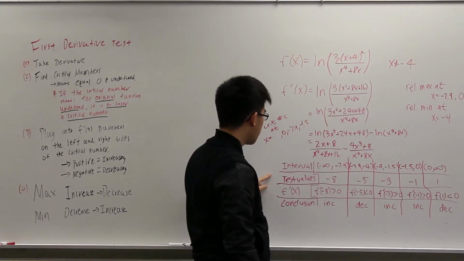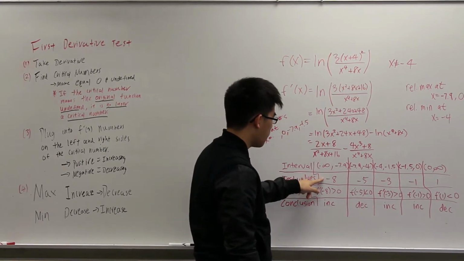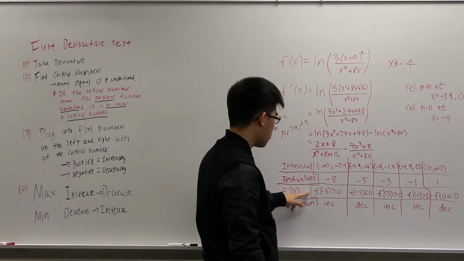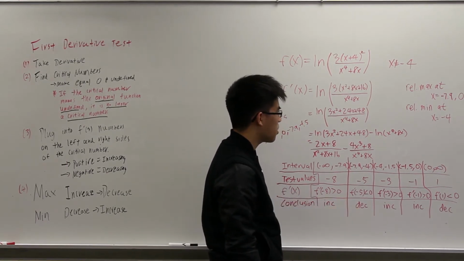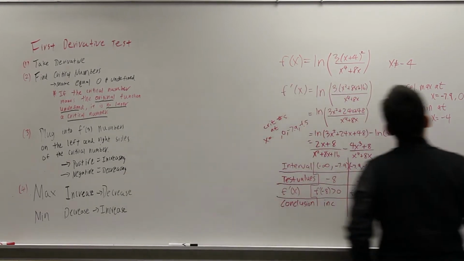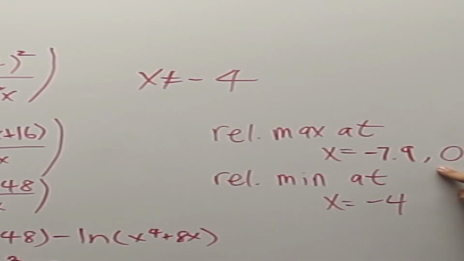So next we find the intervals between each critical number. We take a value in between each interval, and eventually you conclude whether it's increasing or decreasing. After we get to the conclusion, the relative maximum is at -7.9 and at 0 too. And the relative minimum is also at x equals -4.